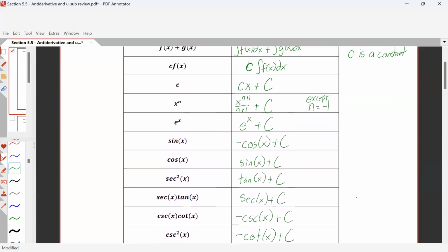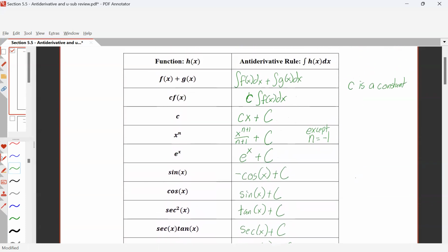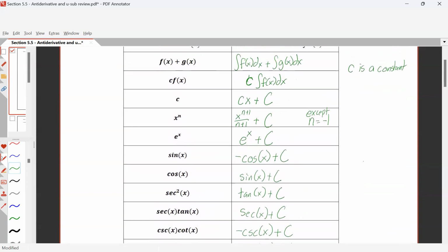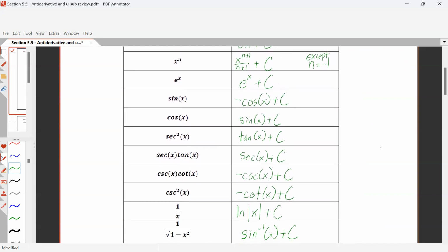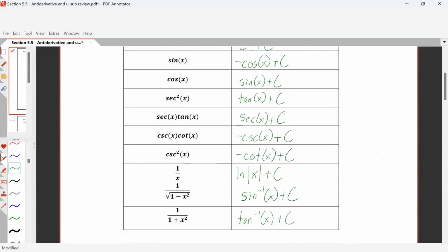So those are the majority of our known antiderivatives that we will be using as we continue into Calc 2.